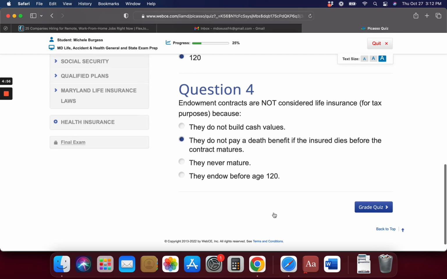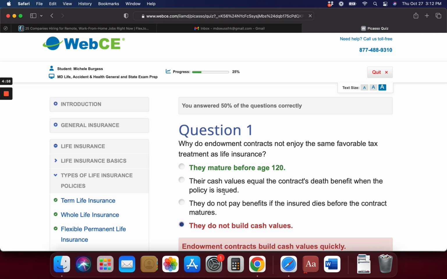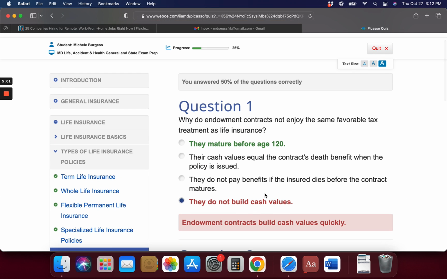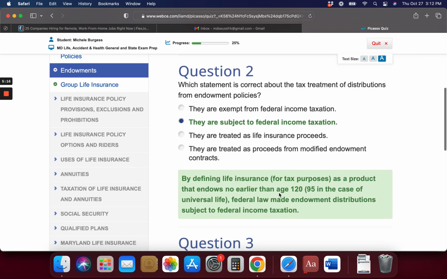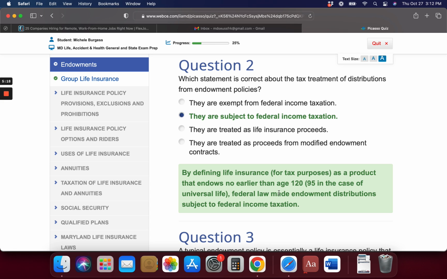I want to say cash values. I don't know. Let's see. Oh, I got two right. Okay, so endowment contracts do not enjoy the same favorable tax treatments because they mature before age 120. Endowment contracts build cash values quickly. This one I got correct. They are subject to federal income taxation.